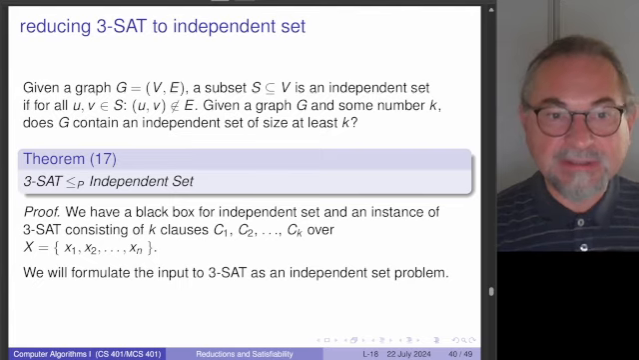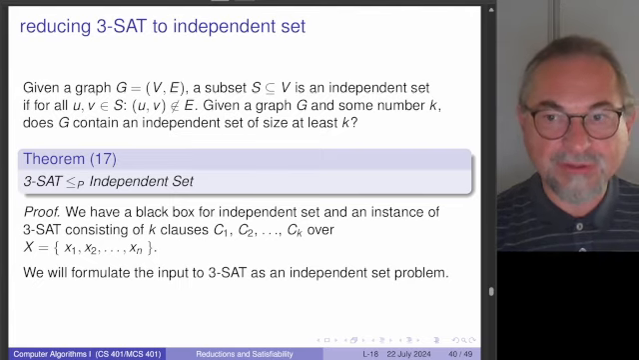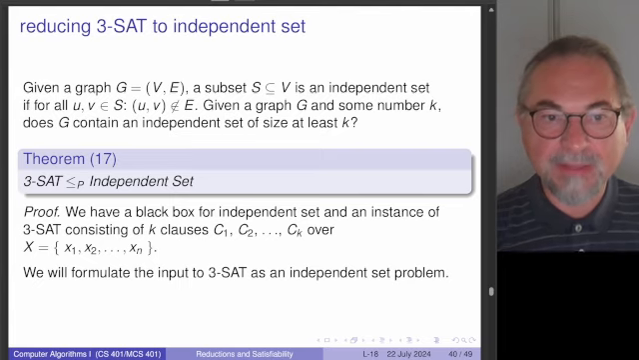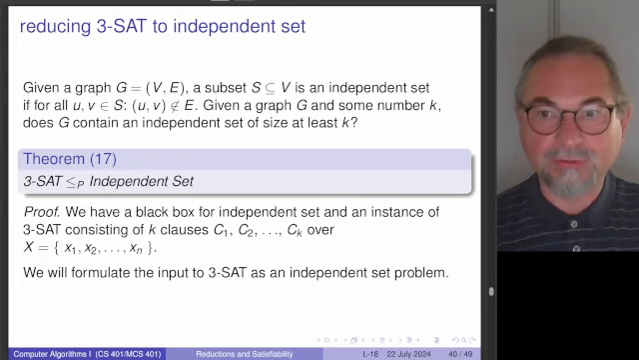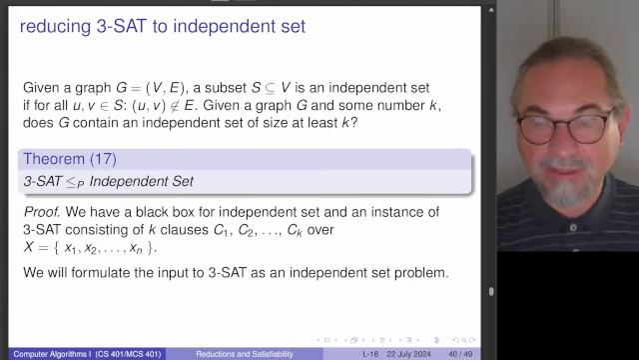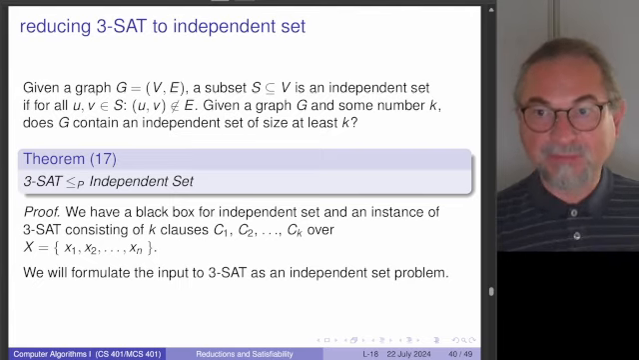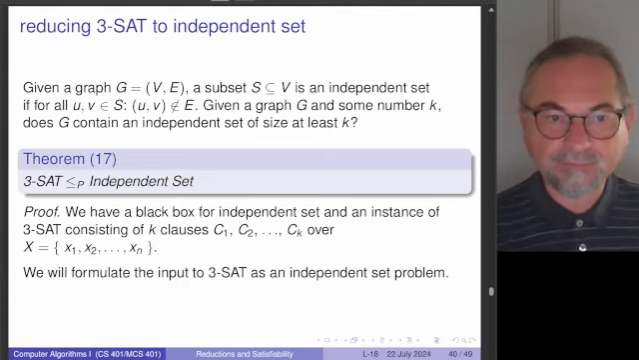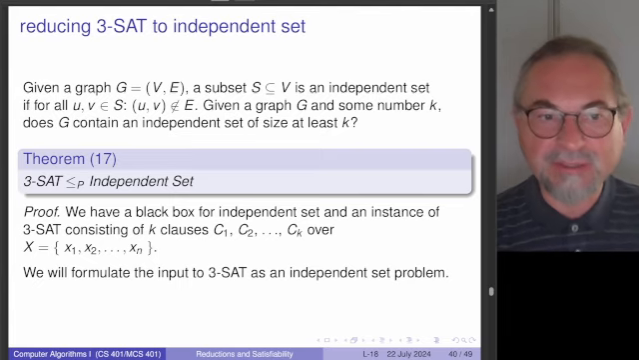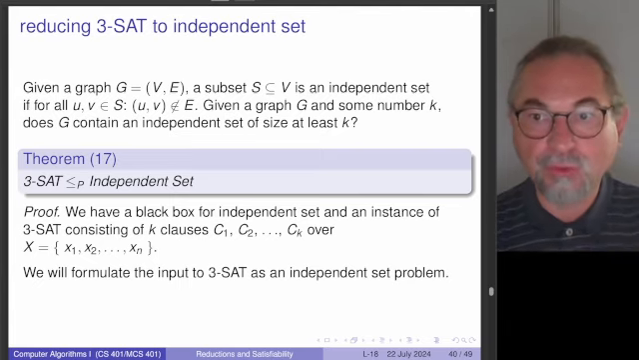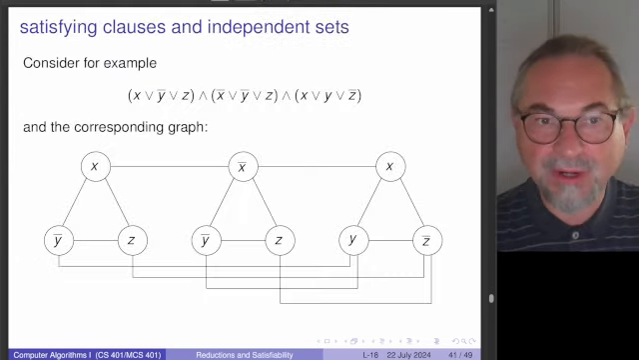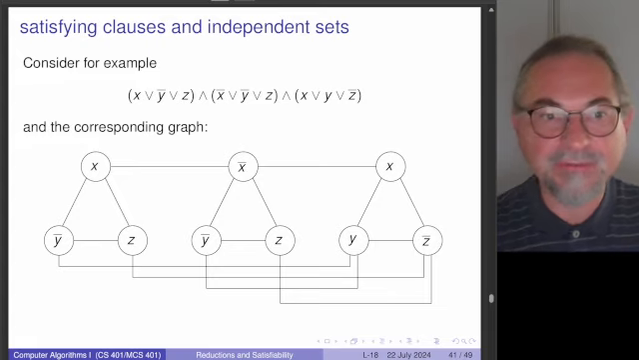So what this means is that if we have a black box that solves the independent set problem, then actually we can solve the 3-satisfiability problem. So the independent set problem might be an easier problem to solve. So can we reduce in polynomial time the 3-satisfiability problem to the independent set problem? We will do this by example, so there is an algorithm for this.